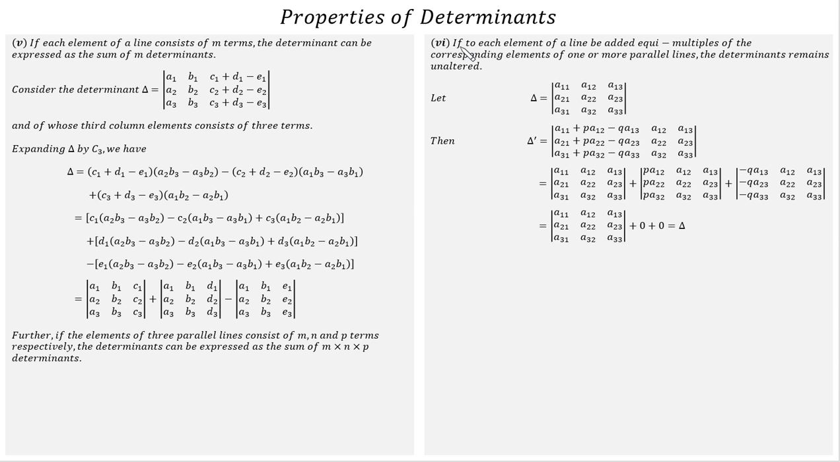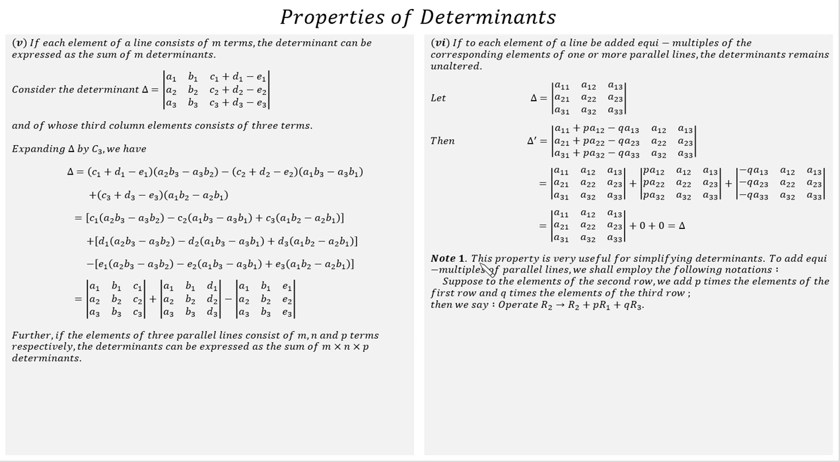Hence the statement: if to each element of a line be added equimultiples of the corresponding elements of one or more parallel lines, the determinant remains unaltered. Note 1. This property is very useful for simplifying determinants. To add equimultiples of parallel lines, we shall employ the following notations. Suppose to the element of the second row, we add p times the element of the first row and q times the element of the third row.